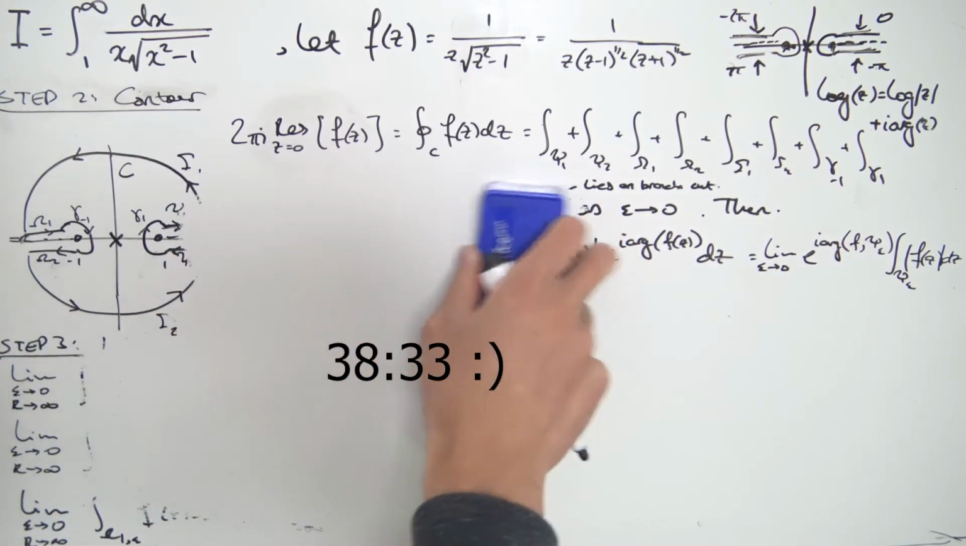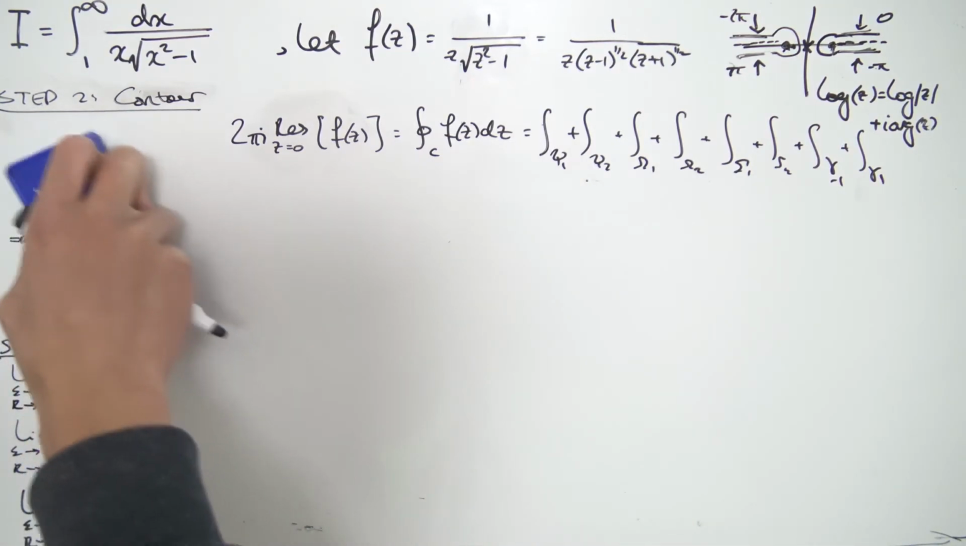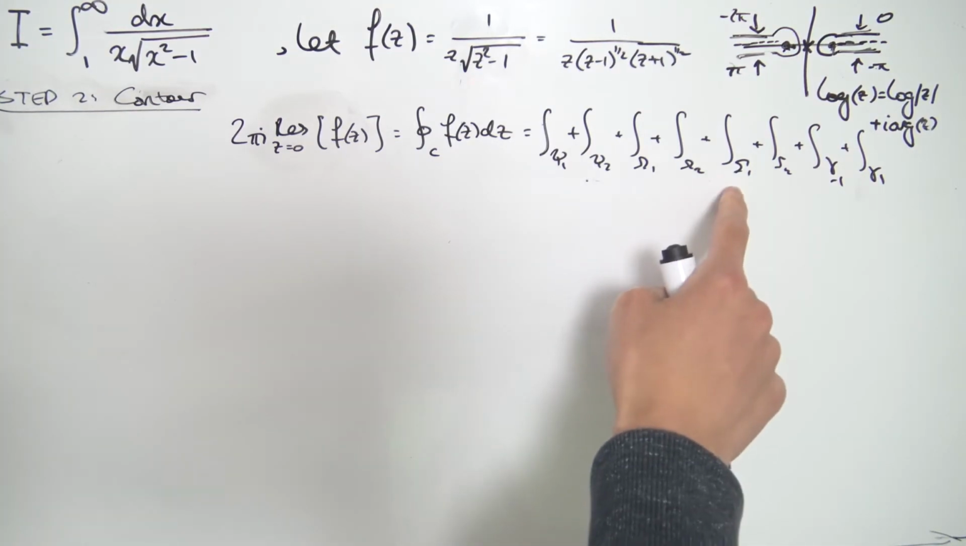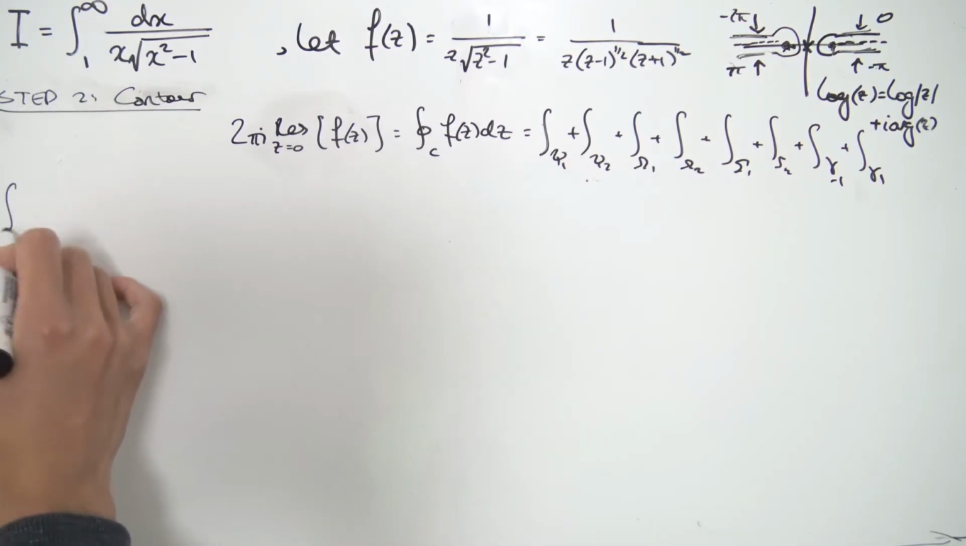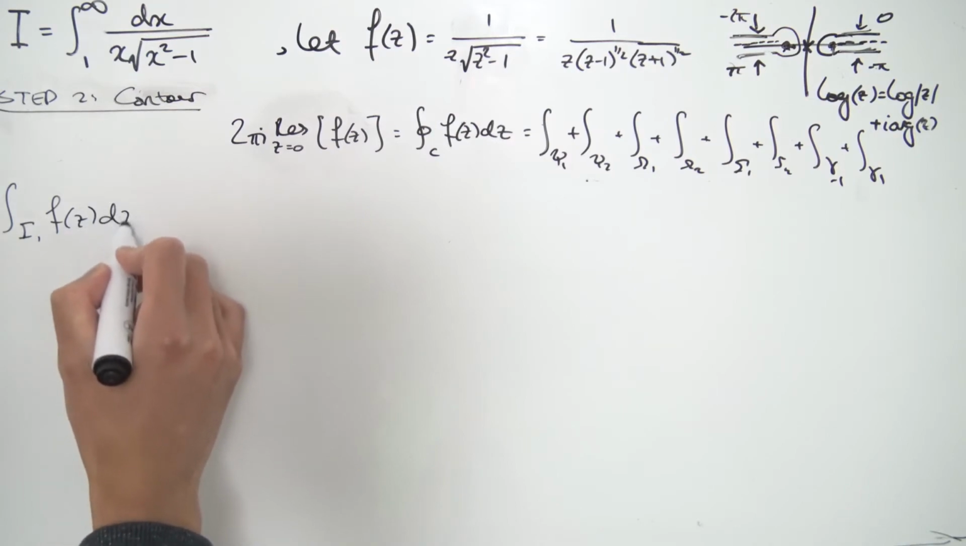We won't need this lemma anymore. That was just for the first 4 integrals. So let's rub all of this out. And let's take a look at the integral over gamma 1. So integral over gamma 1 of f of z dz.